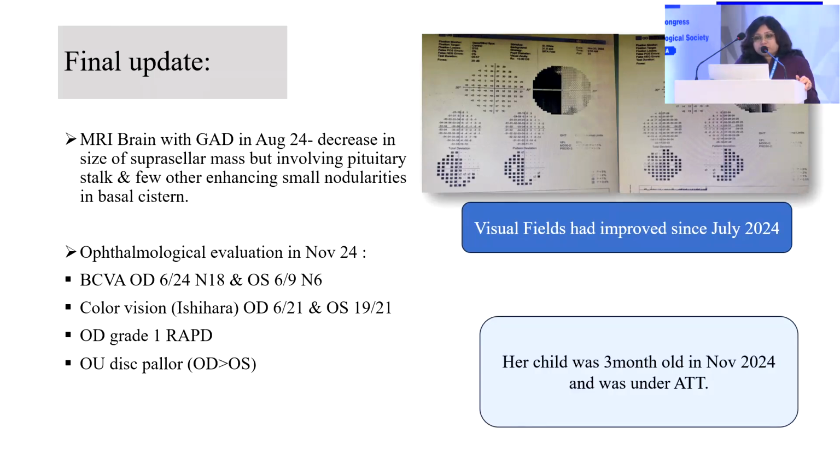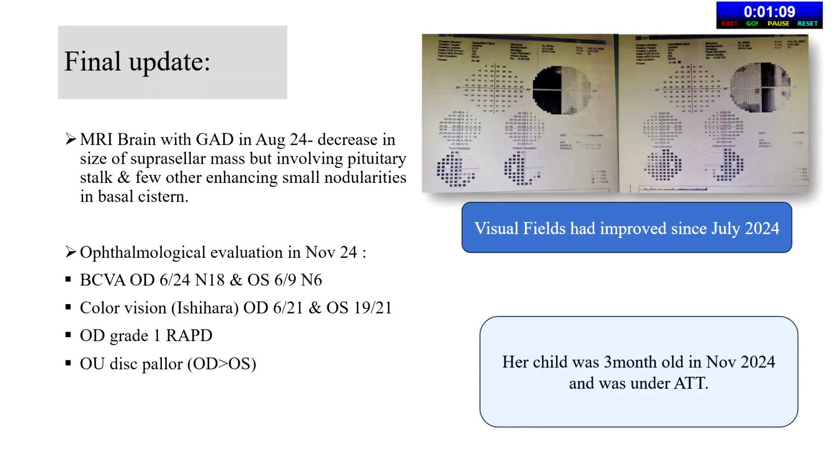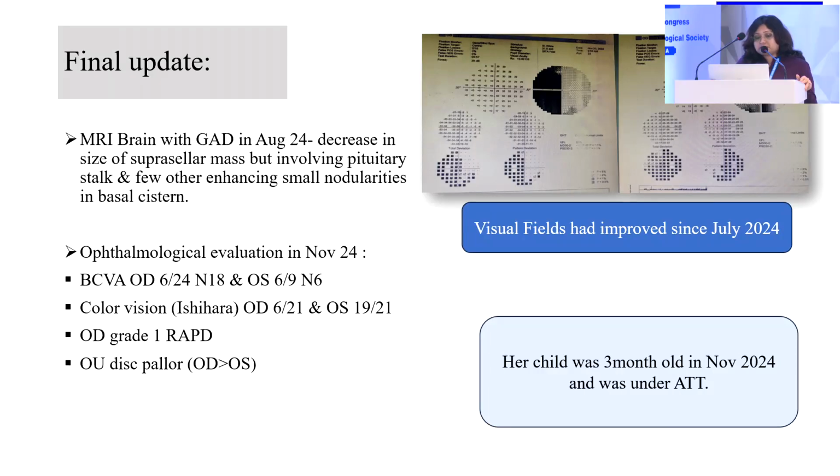MRI in August 24 showed a decrease in the size of the suprasellar mass, but involving the pituitary stalk and a few other enhancing small nodularities in the basal cistern. Her ophthalmological evaluation was done again in November 24, where the BCVA in the right eye had improved to 6/24 N18 and in the left eye to 6/9 N6. Her color vision has also improved in both eyes. She still had a grade 1 RAPD, and both the discs showed pallor. The right eye disc was paler than the left eye. Her visual fields had improved since July 2024. Her child was 3 months old in November 2024, and the child was also under ATT.